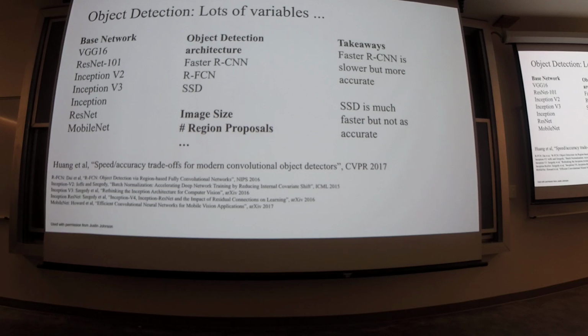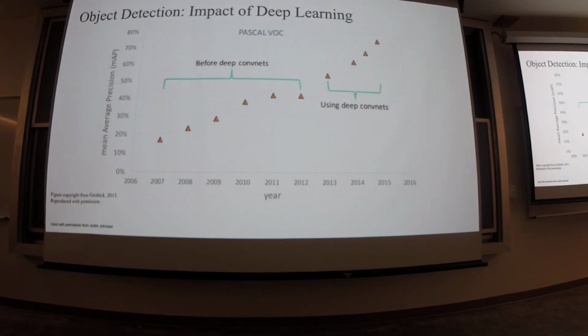The takeaways are that Fast R-CNN is slow but more accurate. SSD, which is just a slight variation on YOLO, is much faster, but it's not as accurate. Anyways, this paper is a great one to read about this, and these are really fun kinds of models.